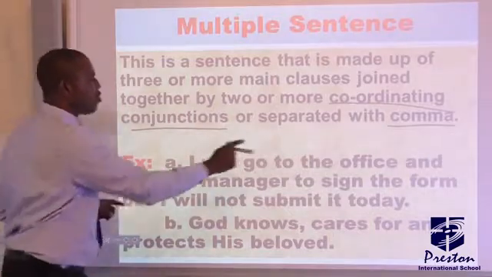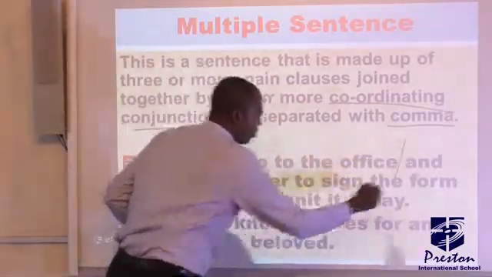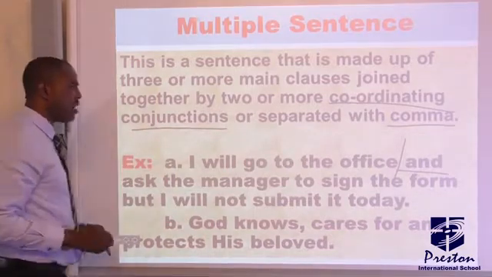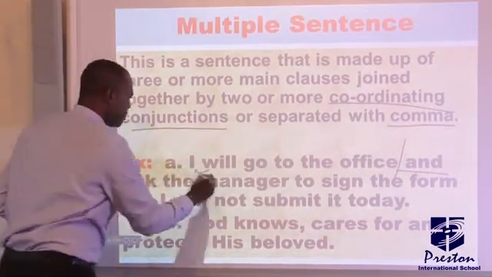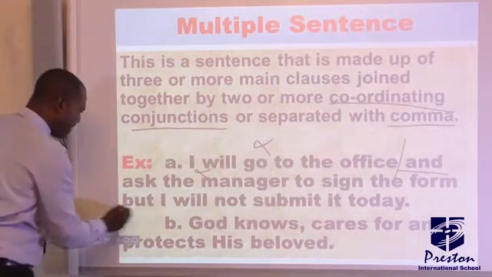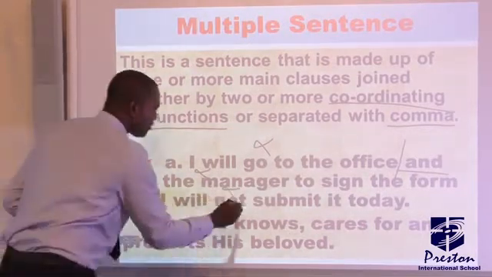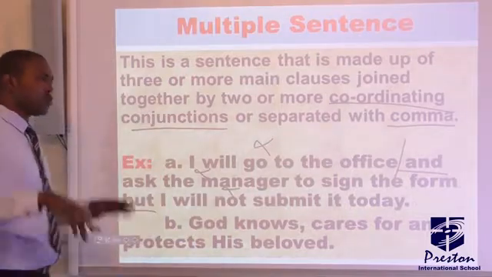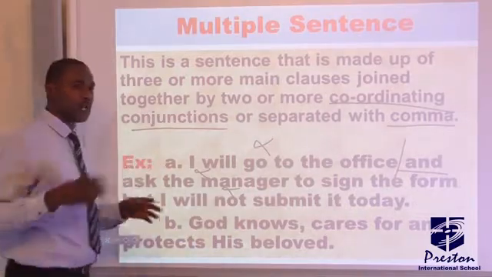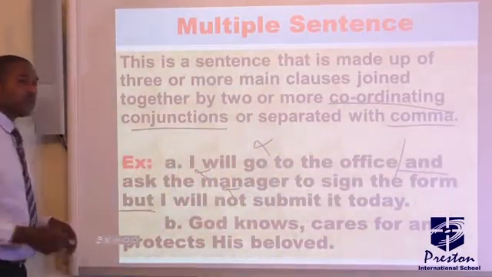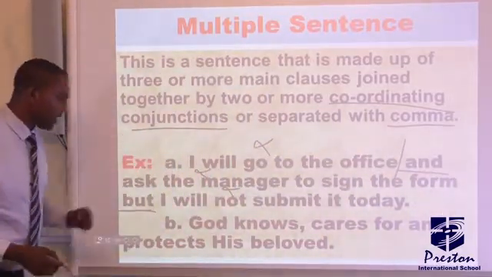The first one, I will go to the office. You have a coordinator there. The second one, I will ask the manager to sign the form. Main. Then we have another coordinator. The last one, I will not submit it today. So you have three main clauses here. To determine that, you are looking at the coordinators. You are looking at the conjunctions. So this is a coordinating conjunction. This is another coordinating conjunction. Okay, and the second example here.